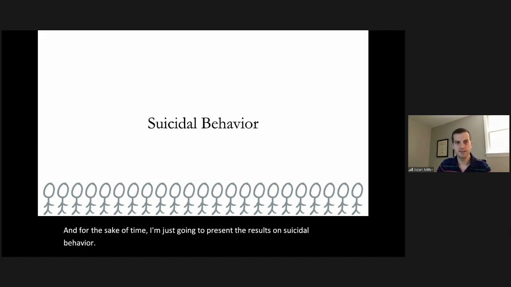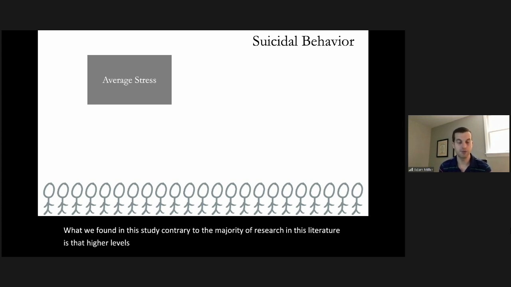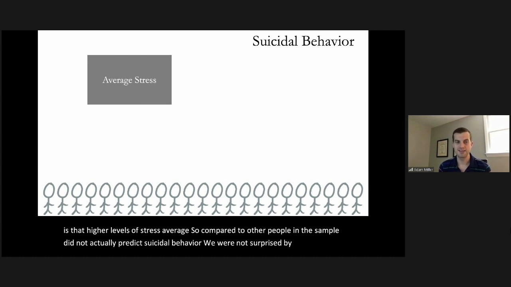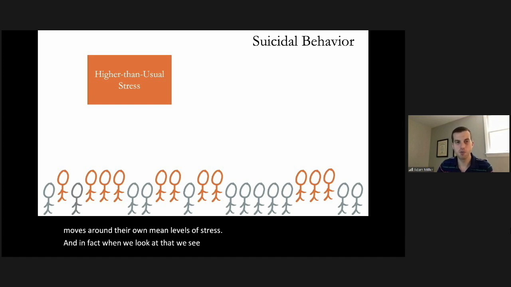What we found in this study, contrary to the majority of research in this literature, is that higher levels of stress on average, so compared to other people in the sample, did not actually predict suicidal behavior. We were not surprised by this because this is consistent with the idea that it might be more useful to see how a person moves around their own mean levels of stress. And in fact, when we look at that, we see that girls who were reporting higher than usual stress reported a greater likelihood of suicidal behavior.